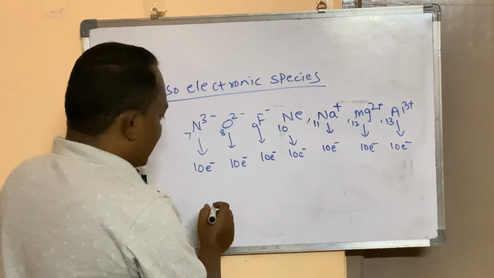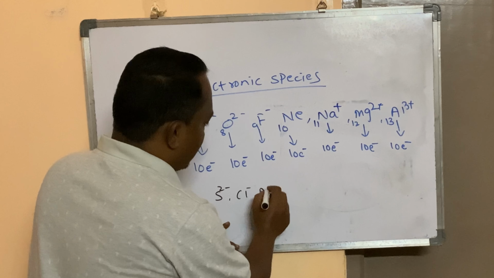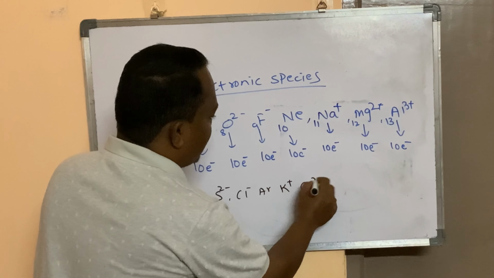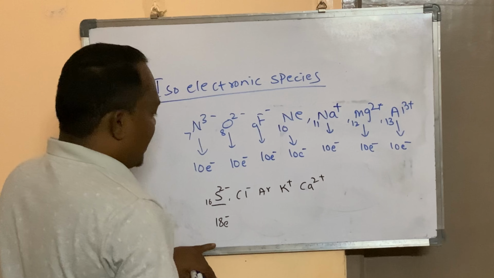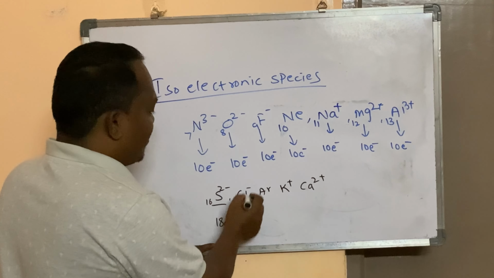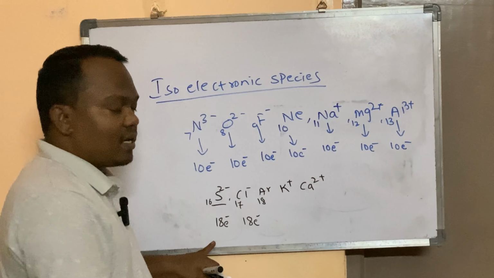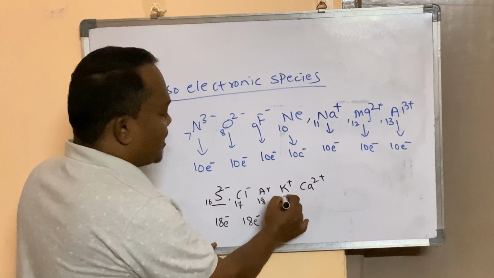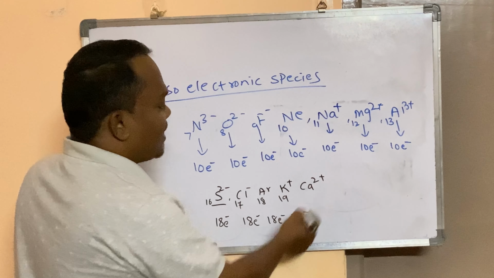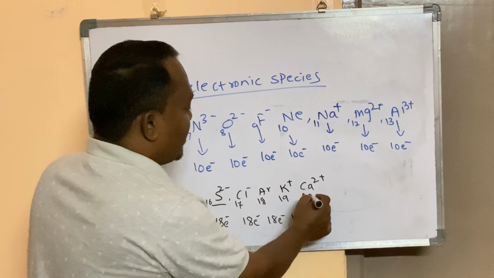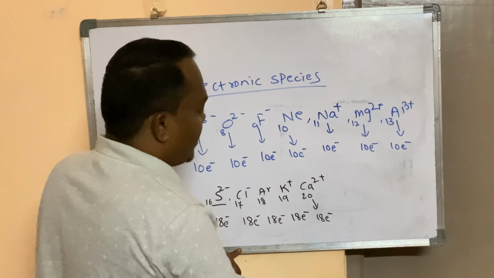Let me go with one more example: S2 minus, Cl minus, argon, K plus, and Ca2 plus. The atomic number of sulfur is 16, and it gains 2 electrons, so the total number of electrons is 18. Chlorine has atomic number 17, gains 1 electron, so it contains a total of 18 electrons. Argon has atomic number 18, so it contains 18 electrons. Potassium has atomic number 19, lost 1 electron to get a plus charge, so it contains 18 electrons. Calcium has atomic number 20, lost 2 electrons to get a plus 2 charge, so it also has 18 electrons.